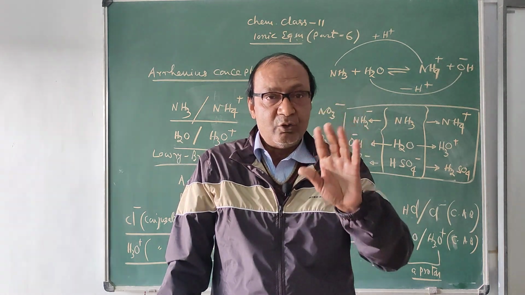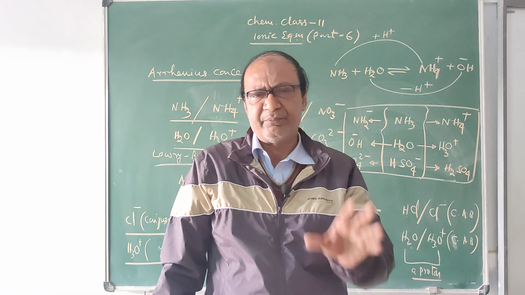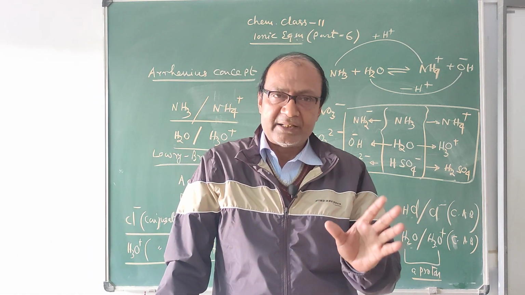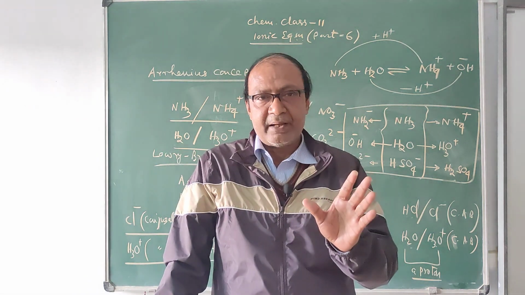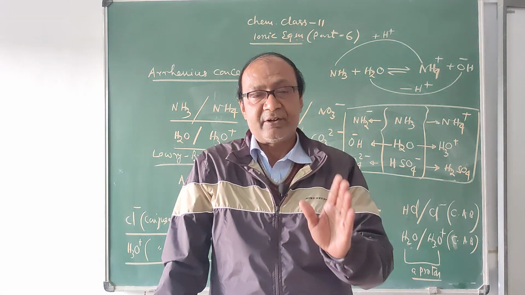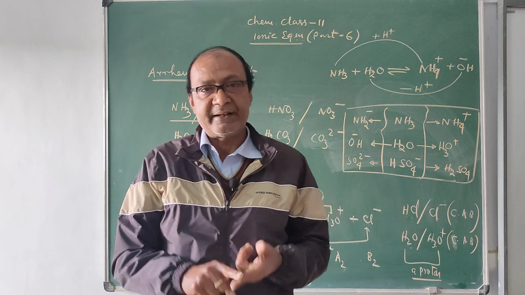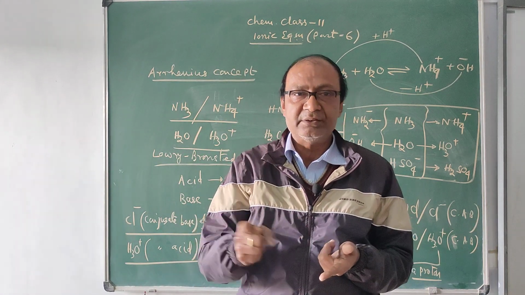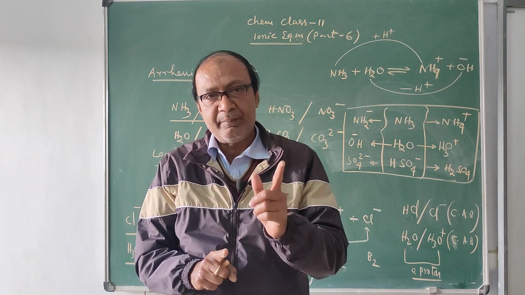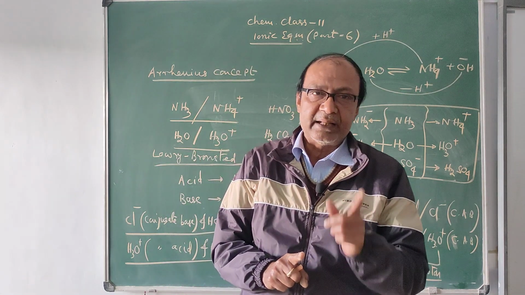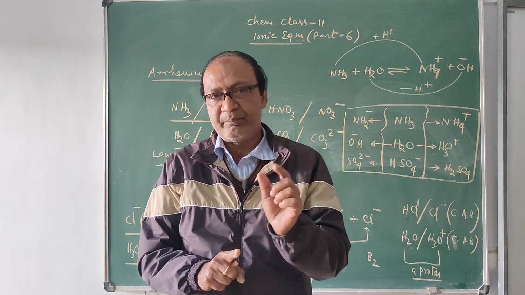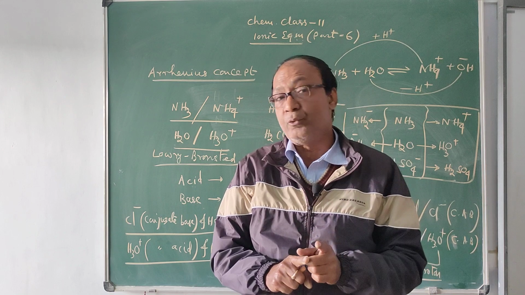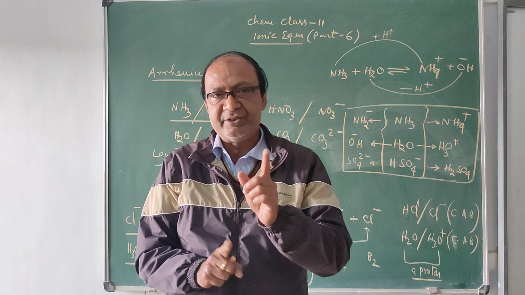And now the Lewis theory of acid and base, that's a very general theory. According to Lewis theory, an acid is an electron pair acceptor and a base is an electron pair donor. Anything that can donate a pair of electrons to another substance will be called a base. And anything that will accept a pair of electrons will be called an acid. This is the Lewis concept, the most generalized concept.